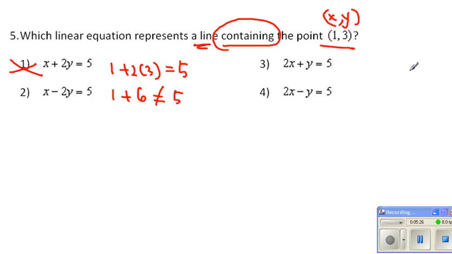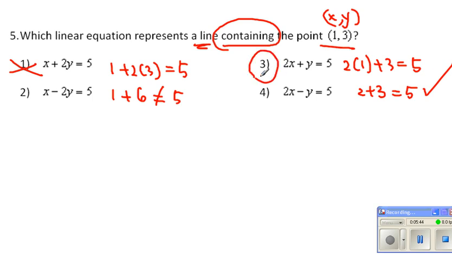But on the other hand, if you go for number 3 here, I'm going to be plugging 1 and 3 for x and y. So 2 times 1 plus 3, is that equal to 5? And we realize 2 plus 3 is equal to 5. Therefore, we found our answer, which is choice.